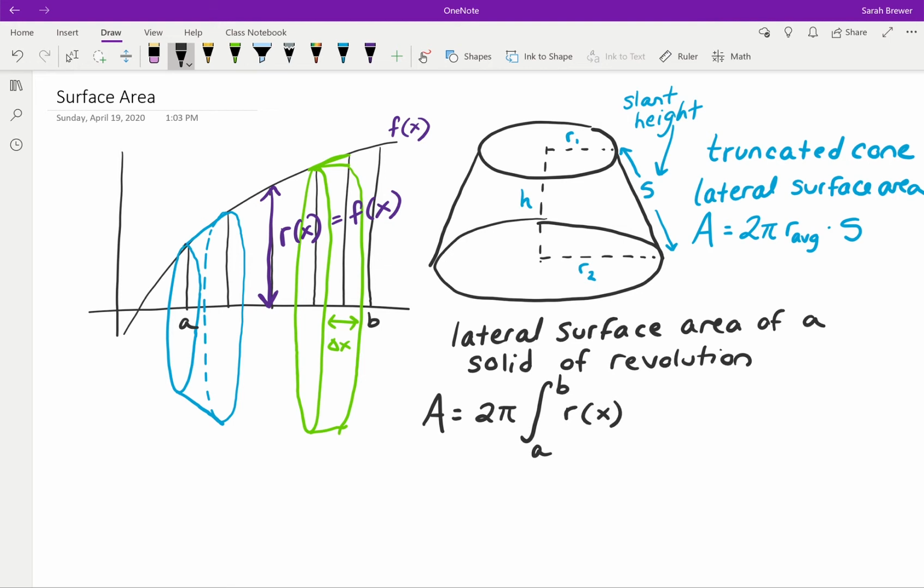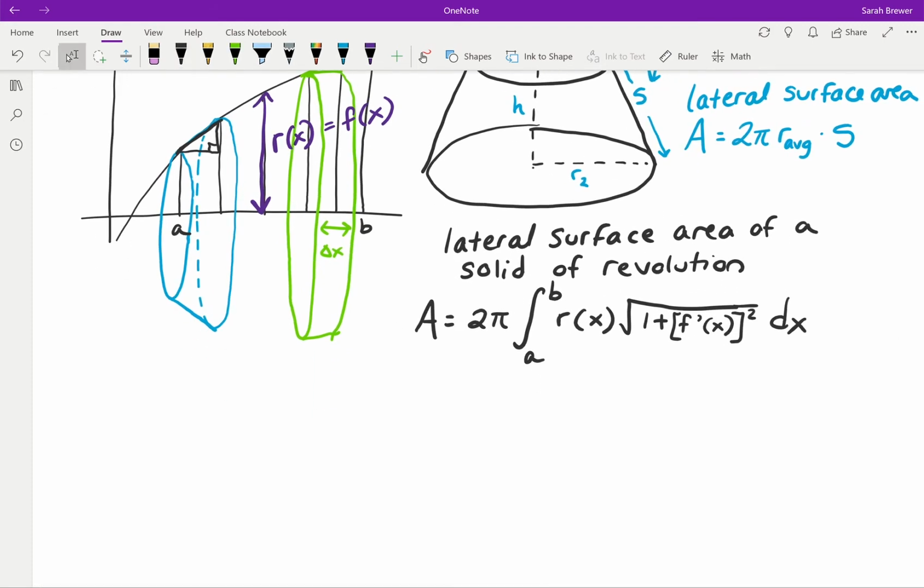Now, remember from our arc length video that we can get that hypotenuse of that triangle by taking the square root of 1 plus the derivative of the function squared. And so that's what we're going to do to find our surface area. So let's take a look at a fairly simple example.